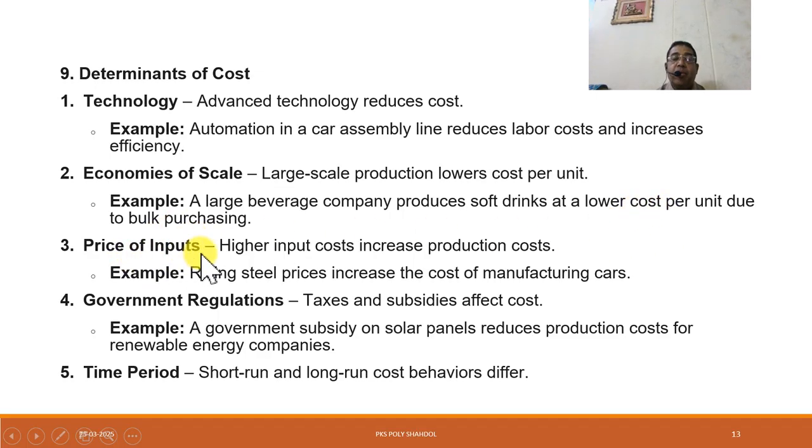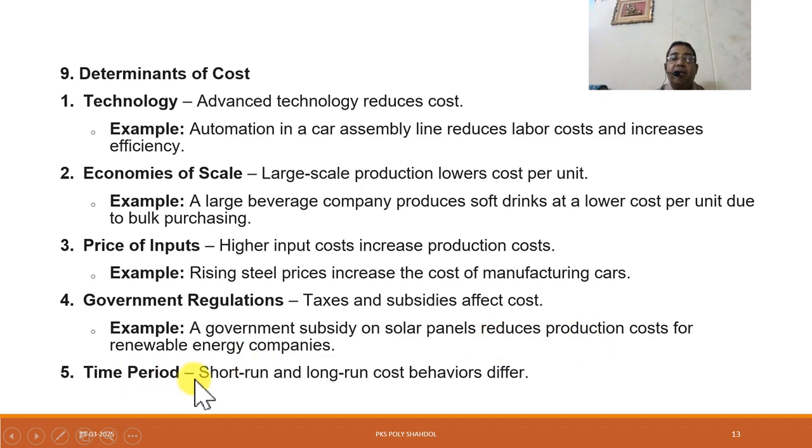Price of input. Higher input cost increases production cost. Example, rising steel prices increase the cost of manufacturing a car. Government regulation also affects the cost. How? Taxes and subsidies directly affect the cost. For example, a government subsidy on solar panels reduces the production cost for renewable energy companies.